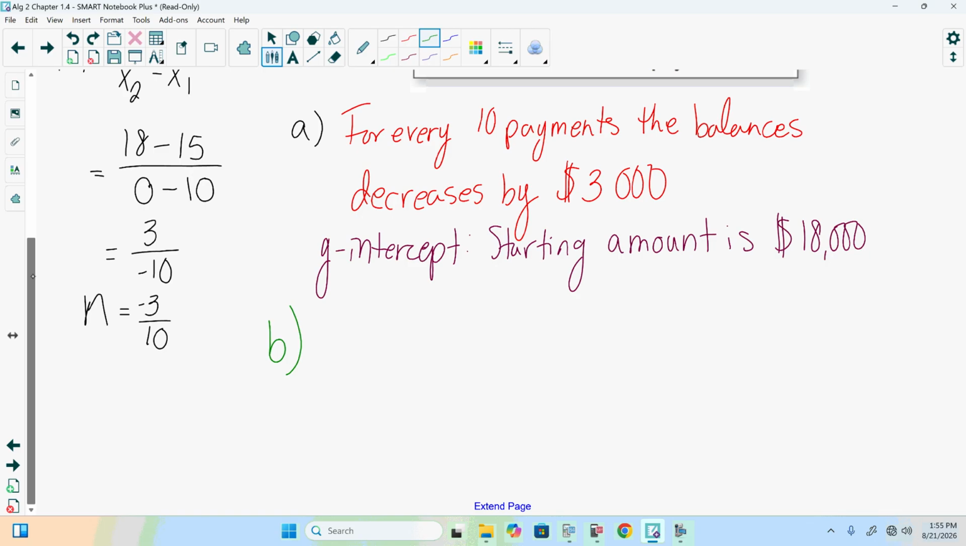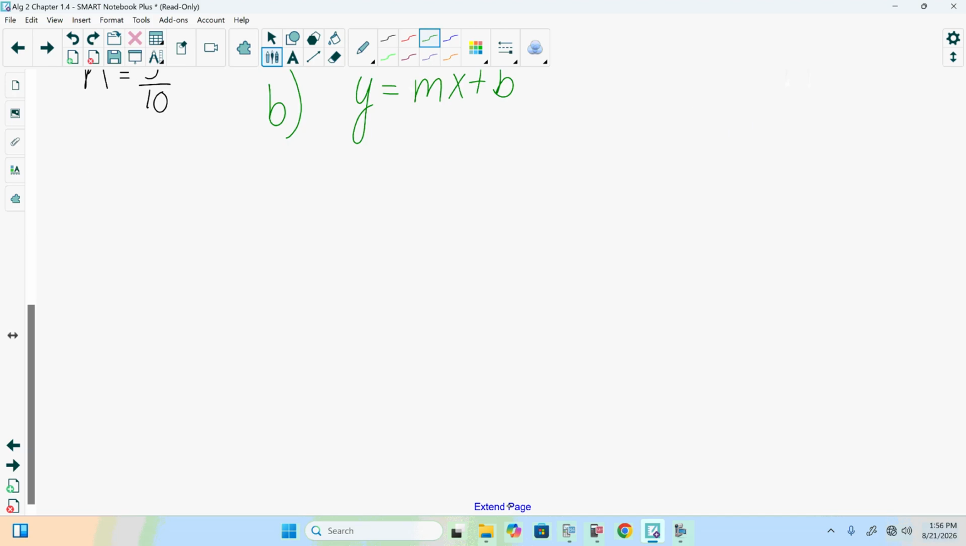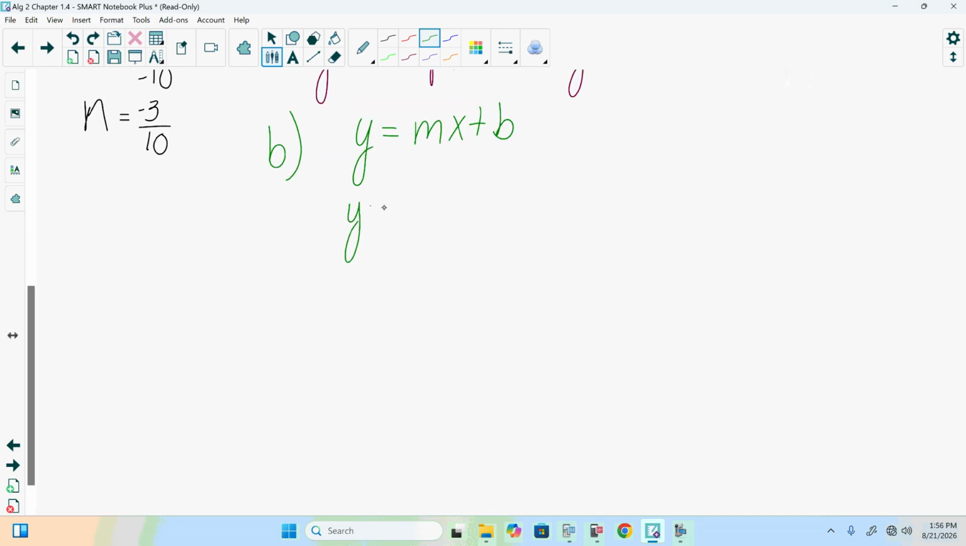Now we need to find the equation of the line, yes? Do we have the y-intercept? Do we know what the value of the y-intercept is? Yeah, we just had what it was, 18, yes? So, since we have the slope and y-intercept, might as well start out with our y equals mx plus b. M is the slope, so our negative 3/10, and b is 18, so y equals negative 3/10 x plus 18.